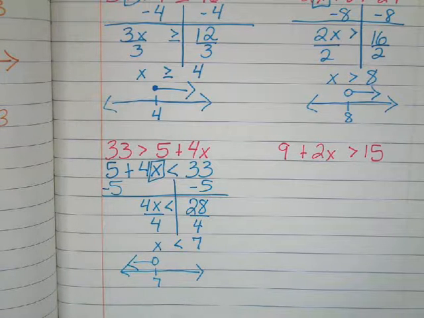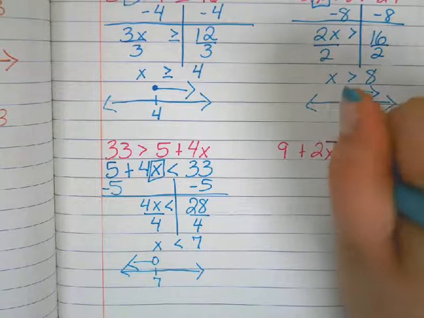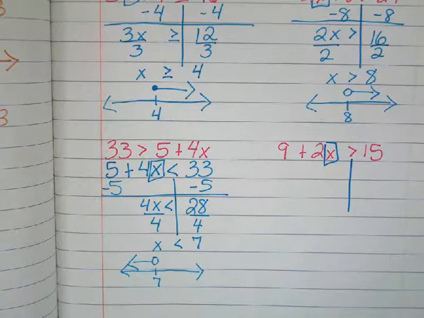Hey, let's check. Is my letter on the left side? Yes. So I can solve. So draw your line. Box your letter. What did you do first? I did minus 9. Okay, minus 9 on each side.